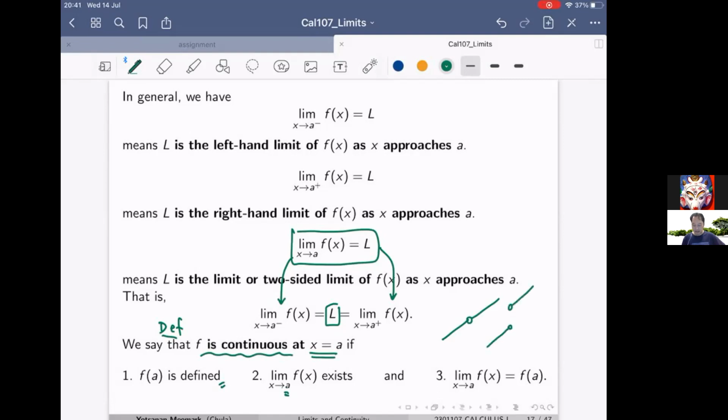And then these two things must be the same. The limit of a function f of x as x goes to a and the function value f at a must be the same, so that it will patch the hole here, and then you see your curve or your graph as a one piece curve over that point.